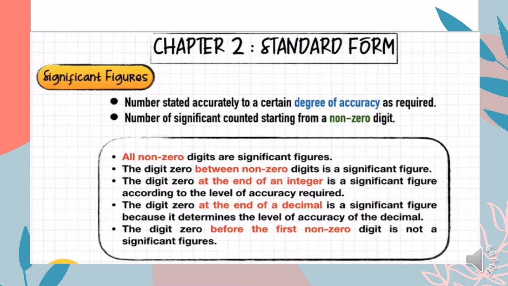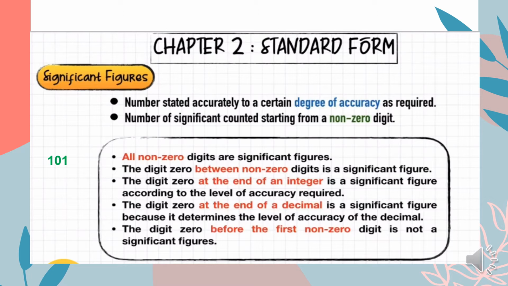Okay, so the next rule says that the digit 0 between non-zero digits is a significant figure. What does it mean? It means, for example, 101. The 0 is in the middle. So this one, 101, is significant. It has 3 significant figures because the 0 means something there.